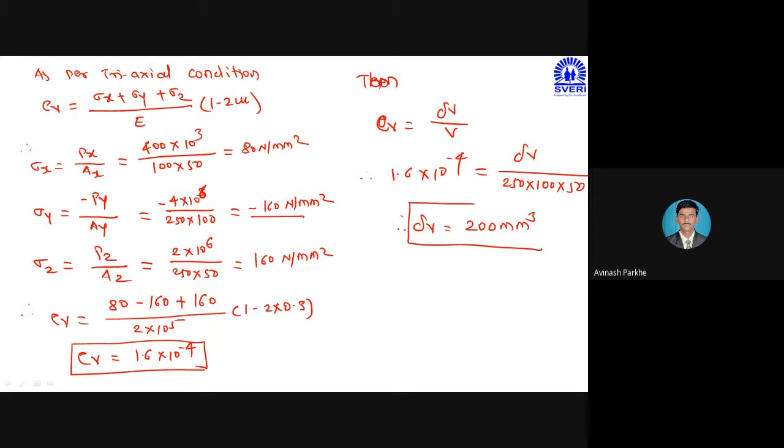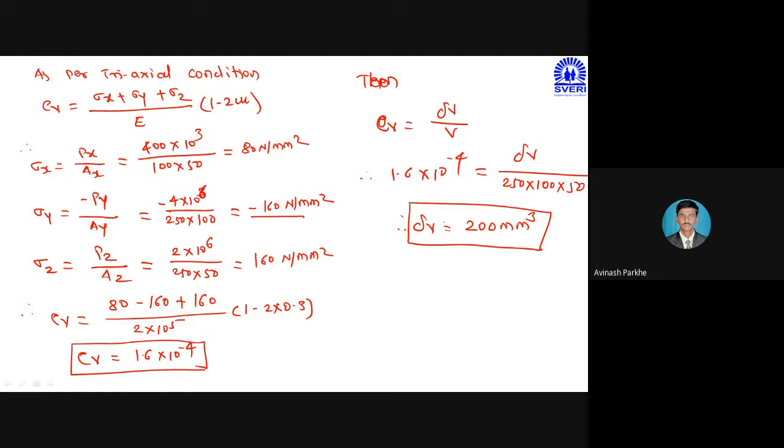In some of the problems, you will get this particular change in volume as negative. Negative means we can say that there is a decrease in volume. Here, the 200 mm cube is positive. It means that after applying the forces in the 3 directions, the change in volume goes on increasing. If you get a negative term, then after applying the forces, the change in volume will decrease.